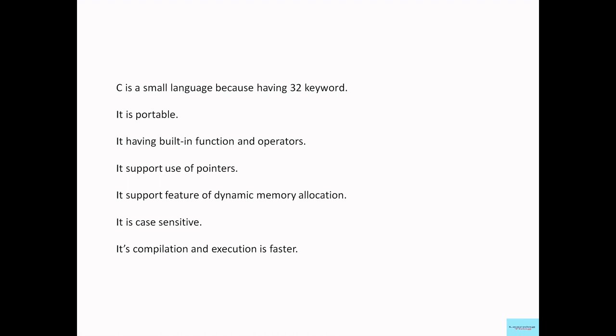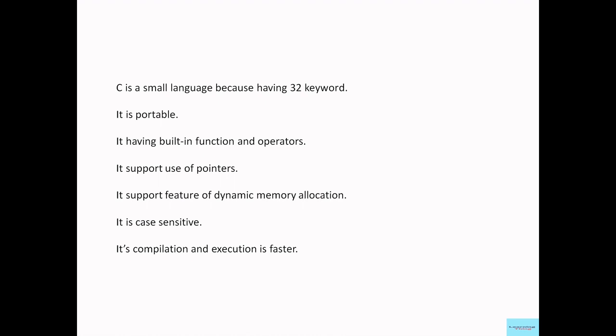Why do we use pointers? If you use pointers, you can directly access the memory or directly interact with the memory. The use of pointers we will also discuss in the pointer chapter. A pointer generally stores the address of a variable. So using this pointer you can directly access the memory address of that variable.